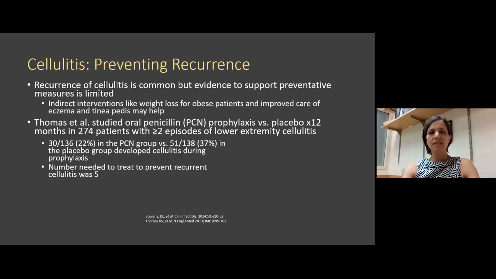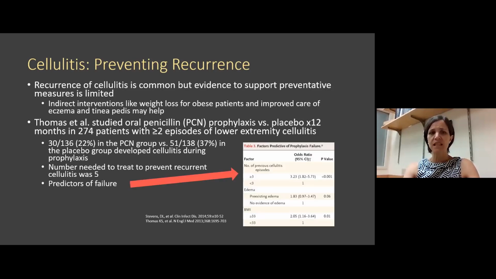So what they found is that cellulitis occurred in 22% in the penicillin group and 37% in the placebo group. This demonstrates that for people with recurrent cellulitis, it's a big problem. Even if you put them on prophylaxis, they still break through. But with these statistics, 22% versus 37%, the number needed to treat with prophylactic penicillin to prevent an episode of cellulitis is just 5. So that's a pretty good number. It means this intervention is pretty decent.